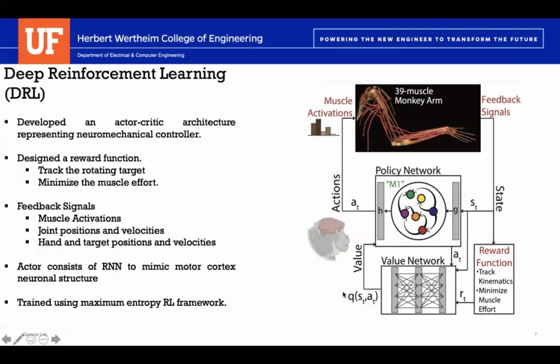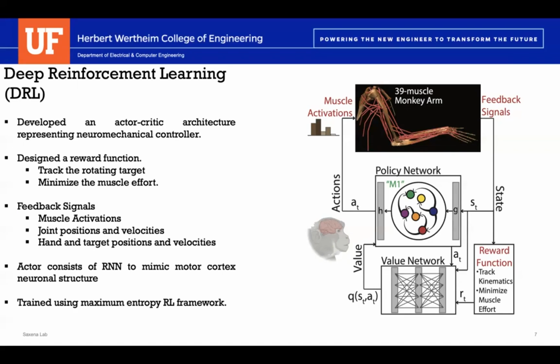Now I will talk about how we use deep reinforcement learning to train a neuromechanical controller. We developed an actor-critic architecture to represent the controller. We also designed a reward function to drive the model to track the rotating target with minimum muscle effort. The minimum muscle effort constraint resulted in much smoother movement. The feedback signals that we considered consisted of muscle activations, joint positions and velocities, as well as hand and target positions and velocities. We modified the actor to consist of a recurrent neural network to mimic the motor cortex neuronal structure.